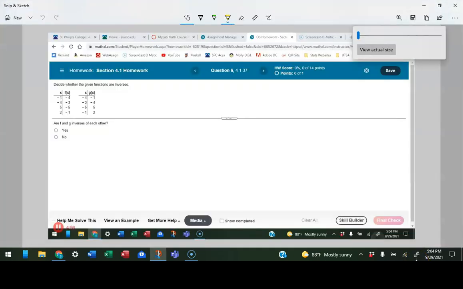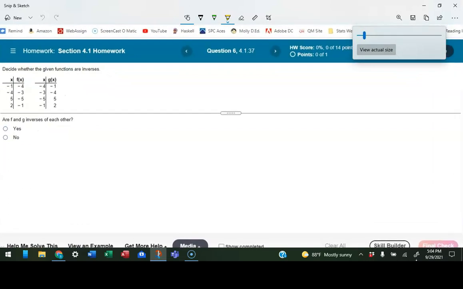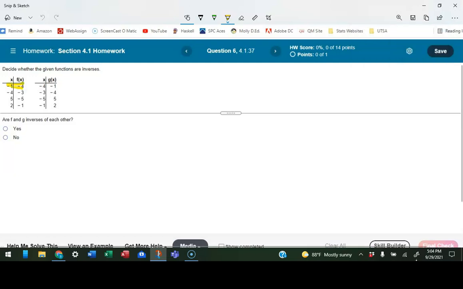Now I want to determine if something is an inverse or not. So looking at this, I want to go back to my initial statement way back in the first video, and I would like to know, do my x's and y's flip-flop? So looking at this, I've got a -1, -4. Do they flip-flop? Yes, they do. -4, -1. So far they are inverses. So check the next set. I got -4, -3. -3, -4. They flip-flopped. So far he's an inverse.